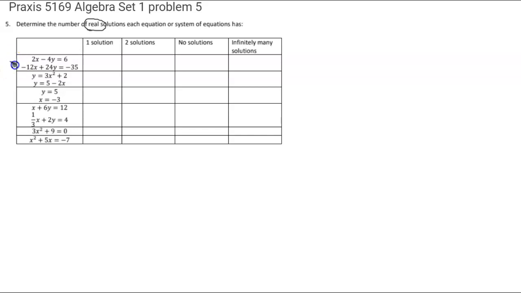This one over here, this one here, these four all are X and Y variables. So we'll think of them as graphs, and a solution is when the graphs cross. And these over here, they're just a single equation in a single variable. So we'll just solve how many solutions there are normally.